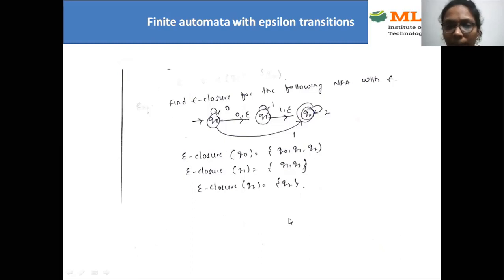We have another example here. Epsilon closure of Q0: Q0, then you get Q1, and then you get Q2 also. So epsilon closure of Q0 is Q0, Q1, Q2, epsilon closure of Q1 is Q1, Q2, and for Q2 we have only Q2. It is very simple: reaching any state using epsilon is nothing but the epsilon closure. The set of all those states is what you call the epsilon closure. While converting from NFA with epsilon to NFA, we're going to use this epsilon closure. Thank you.